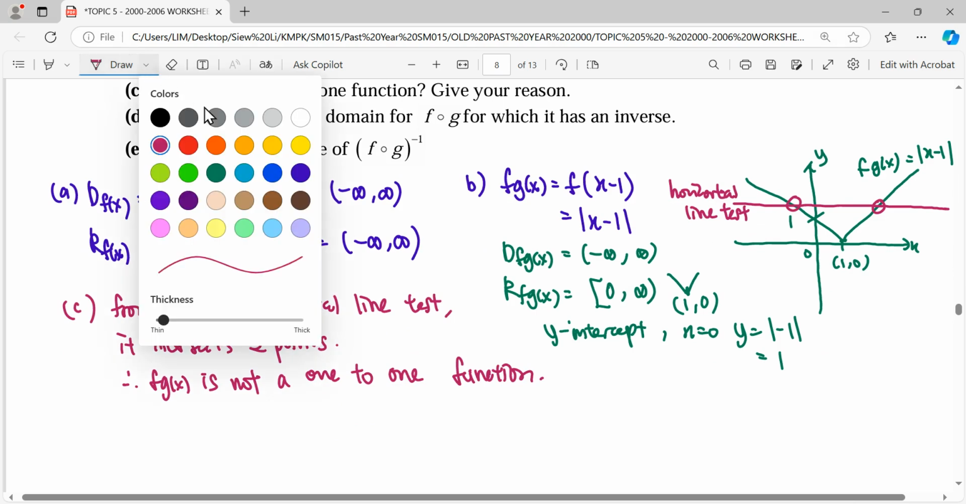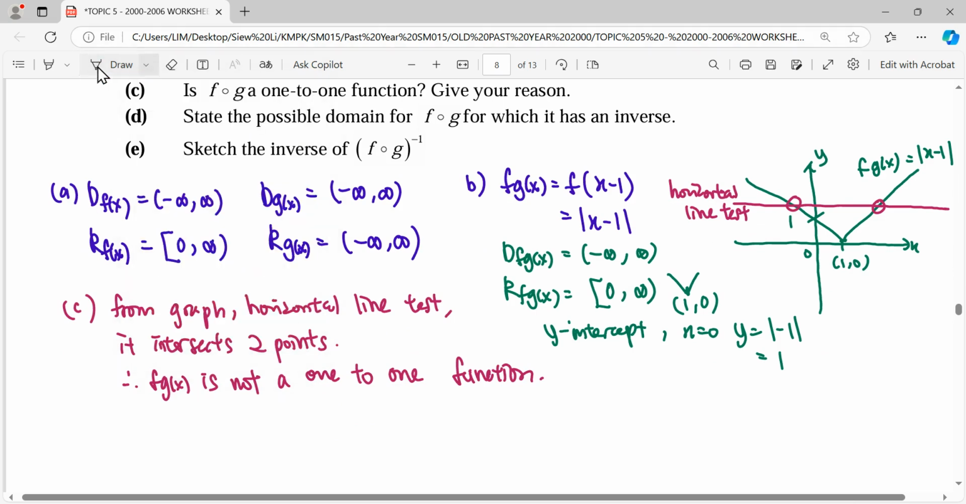And then we continue with question D. They say state the possible domain for this function to have an inverse. If you take the whole piece of the function, it is not possible to have an inverse because it's not one-to-one. When it's not one-to-one, it cannot have an inverse. So only a one-to-one function has an inverse.